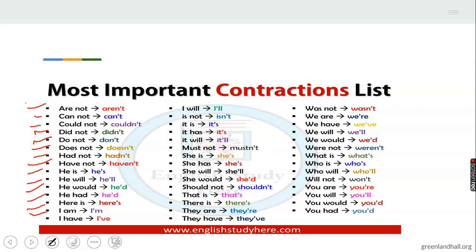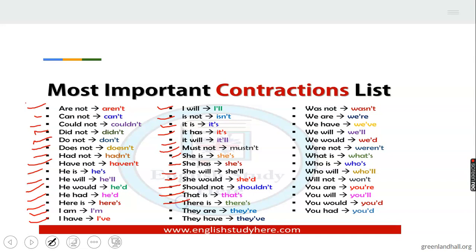I am. I have. I will. I'll. Is not. Isn't. The book is not here. The book isn't here. It is. It's here. It has. It's. It will. It'll. Must not. Mustn't. She is. She's. She has, she's, she will, she'll, she would, should not, shouldn't. That's what I'm talking about. So I'm saying that is, you say that's what we were talking about.